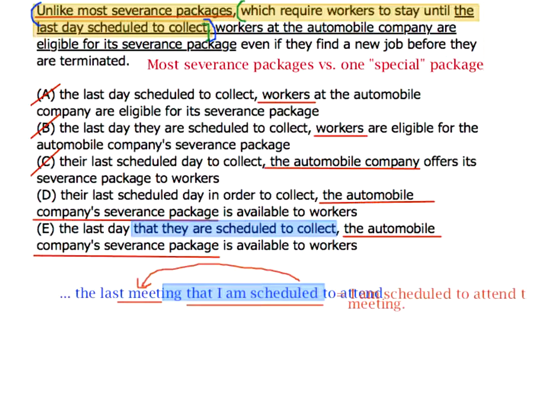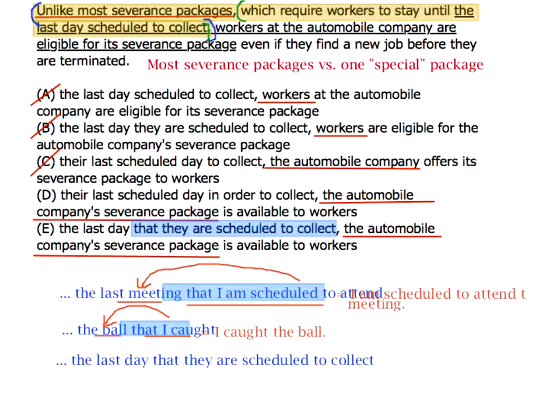Same thing if you have a sentence that says the ball that I caught. Simpler example, you might want to remember this one. This means that I caught the ball. So you can see what the problem is here with choice E, because it doesn't really make sense. This means I caught the ball, which makes perfect sense. But now if you look at choice E, it says the last day that they are scheduled to collect. Unfortunately, this implies that they are collecting days. So, oops, not a thing.